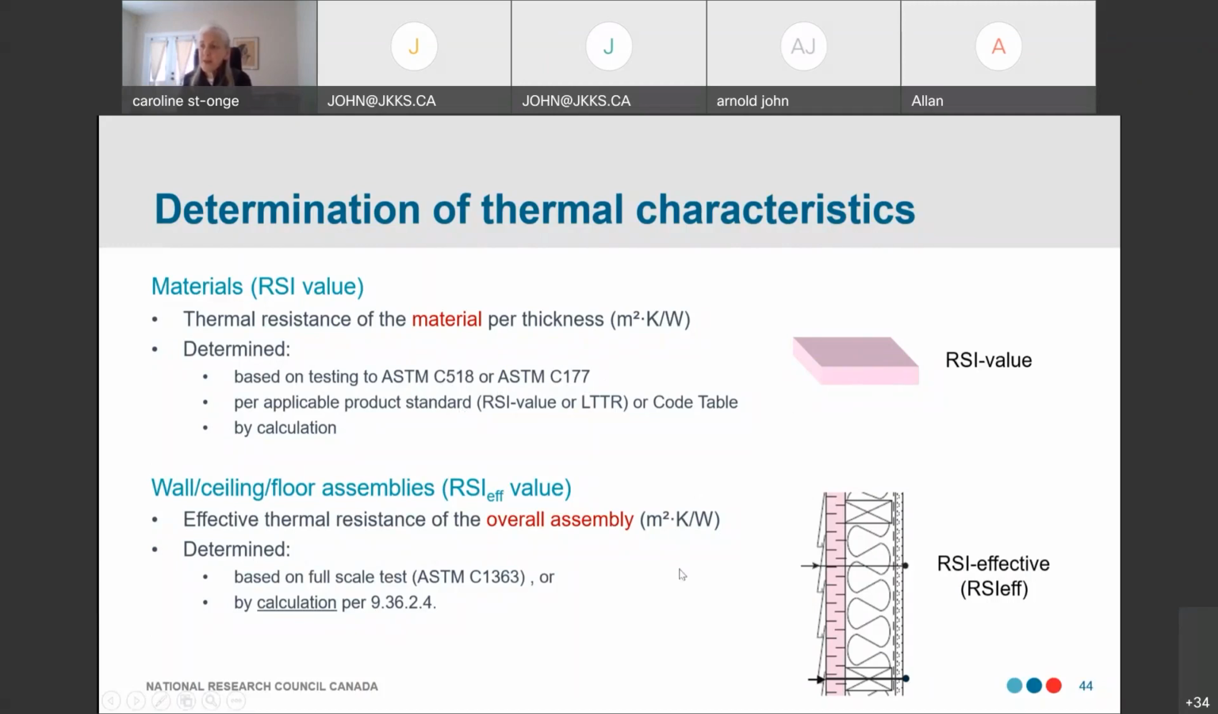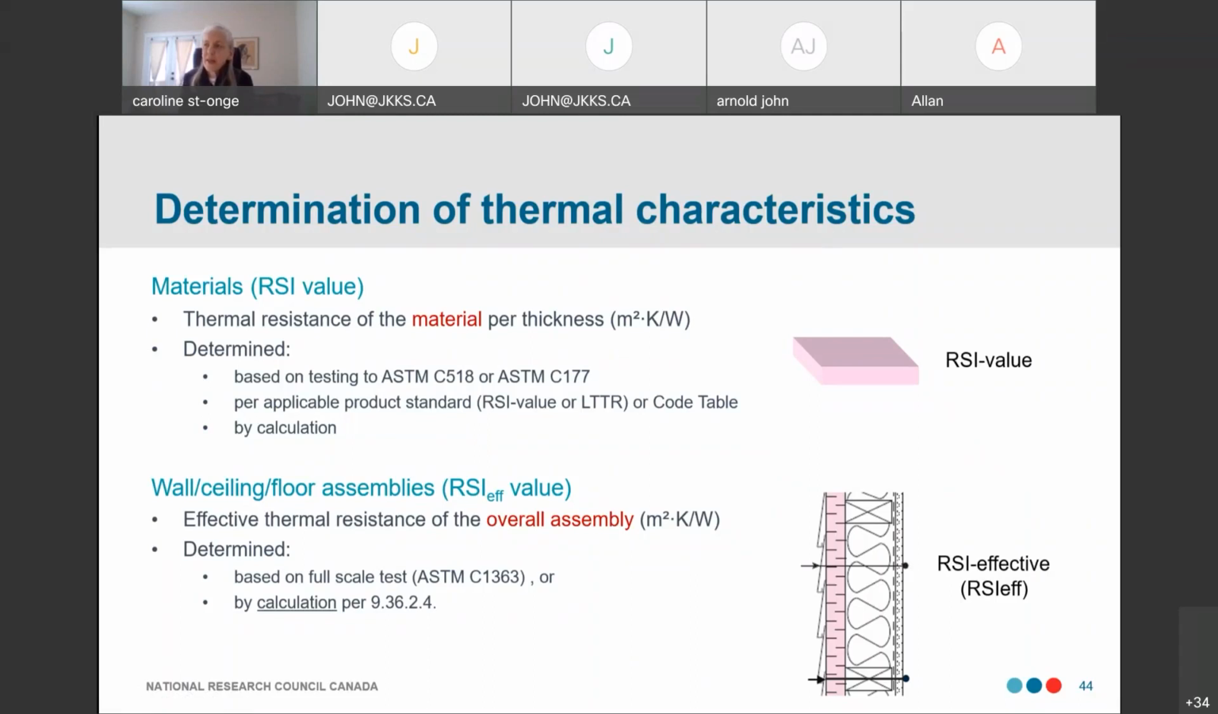But when it comes to an assembly that includes multiple components: insulation, interior finishes, exterior insulating sheathing, siding, and so on, it's not only one component that is tested. It's the full assembly that must be tested to determine the thermal resistance of the assembly. But the code language is RSI effective.